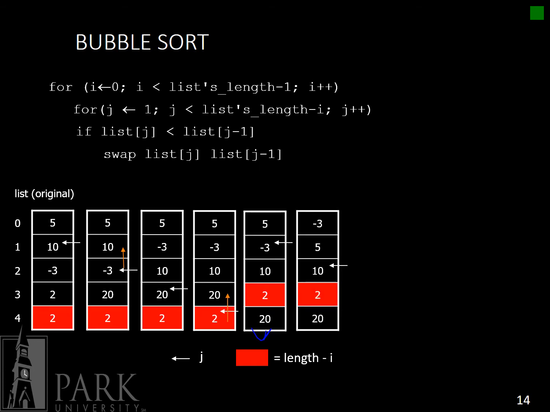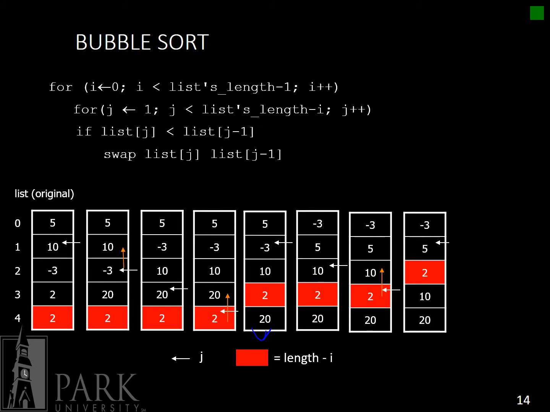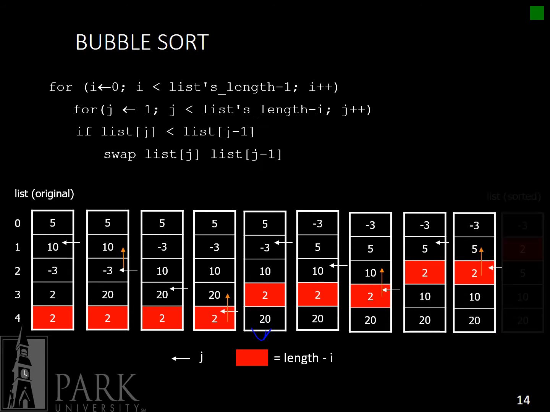Is 10 less than 5? No, it's not. So we move down. Is 2 less than 10? Yes, it is. So we swap them. So now 10 is the second highest number, and it's bubbled all the way up to the top minus 1 position. And we go back through again. Is 5 less than 3? No, it's not. So we move down. Is 2 less than 5? Yes, it is. So we move up. And then we're done, because we're sorted, because we've gotten to the list's length minus i, right? So that's how bubble sort works. The smallest or largest numbers percolate to one side of the list or the other, depending on how you have your evaluations done.